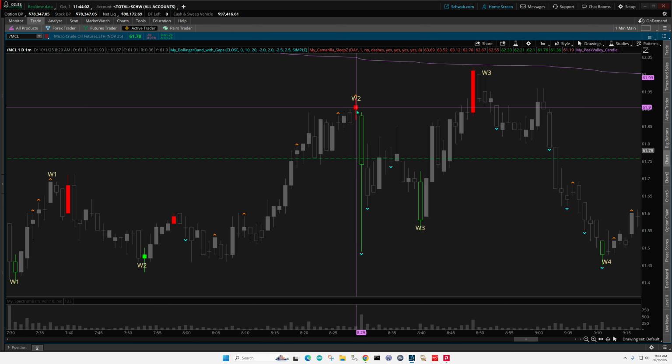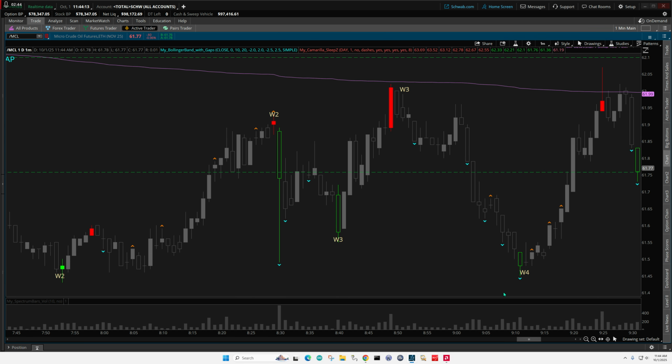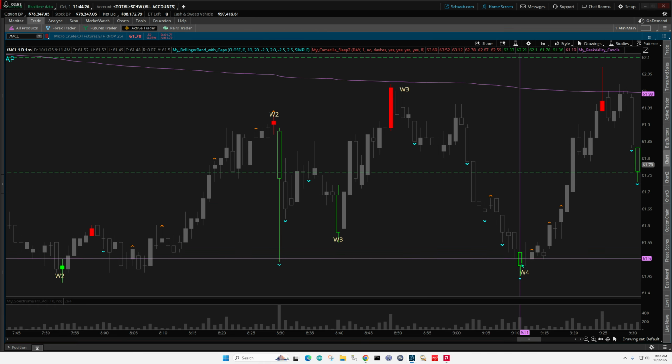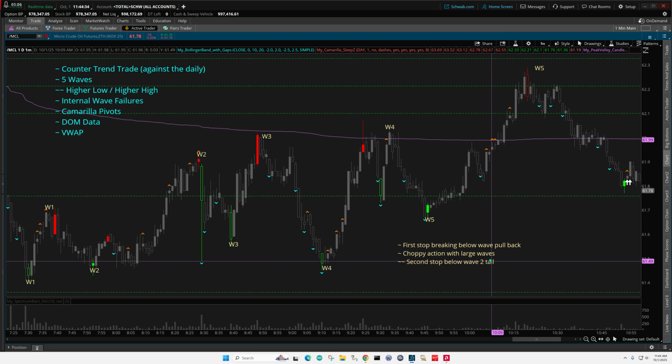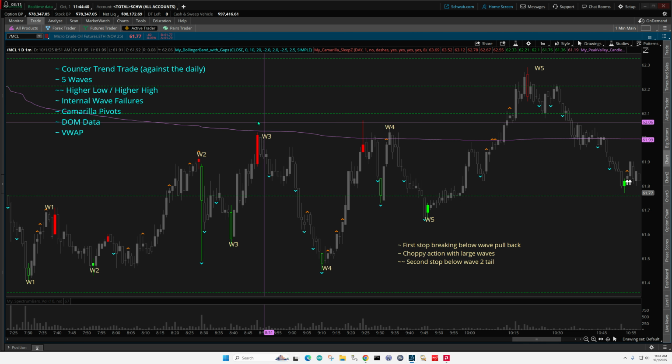Same thing here. Wave 2, price pulls back, goes candle body. These candle bodies are above this, and then makes a new candle bodies low. This is actually another internal wave failure. And then you see right here, wave 3 pulls back, goes candle body over candle body, and then price starts making new lows. That's another internal wave failure. Same thing right here. Price goes above, candle body over candle body, breaks back down, another internal wave failure. So another good reason not to do counter trend trading against the daily chart.